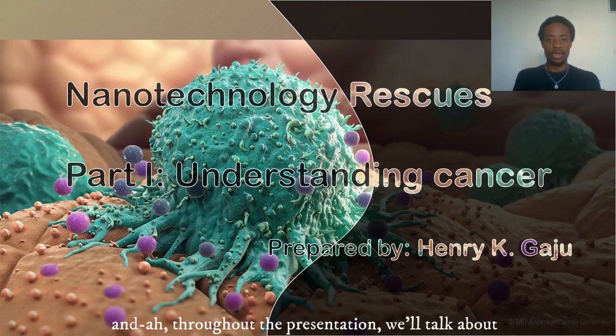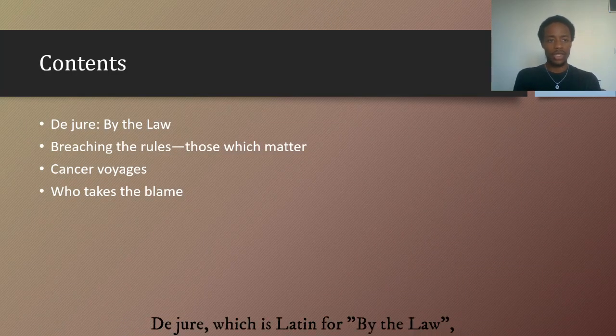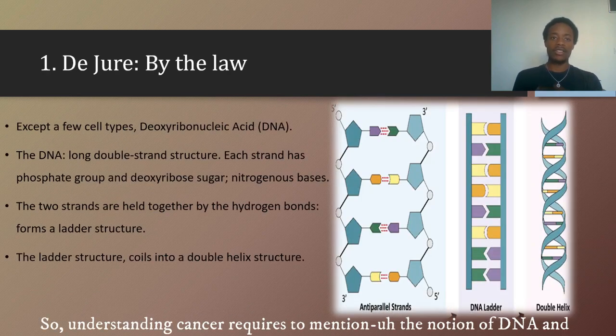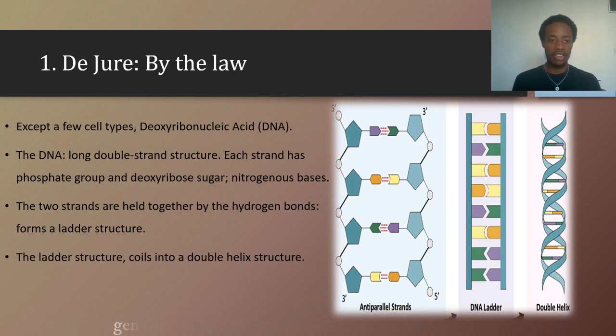Throughout the presentation, I talk about de jure, which is Latin for by the law, breaching the rules, those which matter, cancer voyage, and then who takes the blame. Let's start. So understanding cancer requires mentioning the notion of DNA and genes.